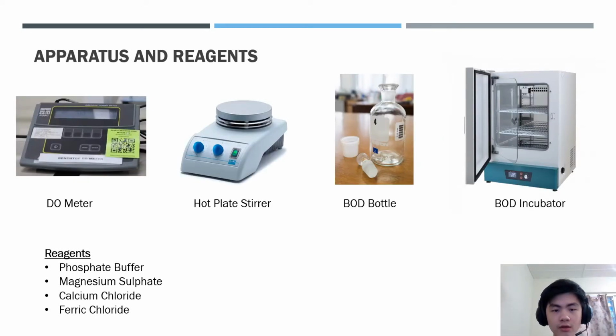There are several apparatus and reagents needed in this test. For the apparatus, there are a DO meter, hot plate stirrer, BOD bottles, and a BOD incubator at 20 degrees Celsius. And for the reagents, we need phosphate buffer, magnesium sulfate, calcium chloride, and ferric chloride.